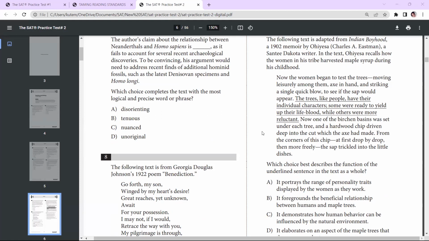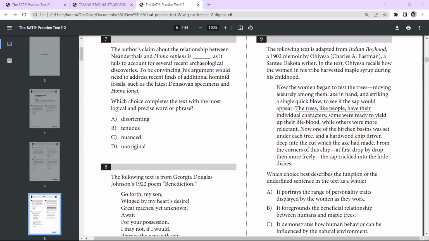Okay, so question 9 asks us for the function. The word function is just the way we use it in normal language. It's asking you why something is there. What do you use it for? So the function of any passage is to convince you of some idea.